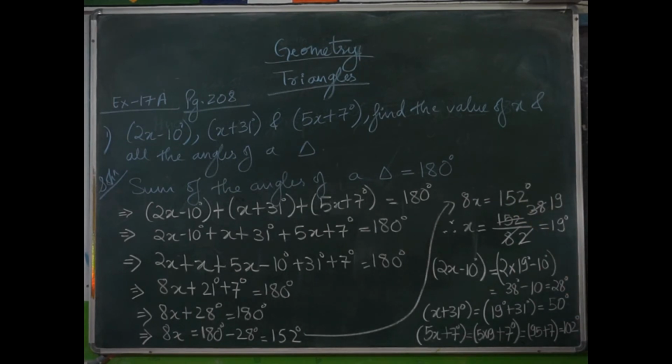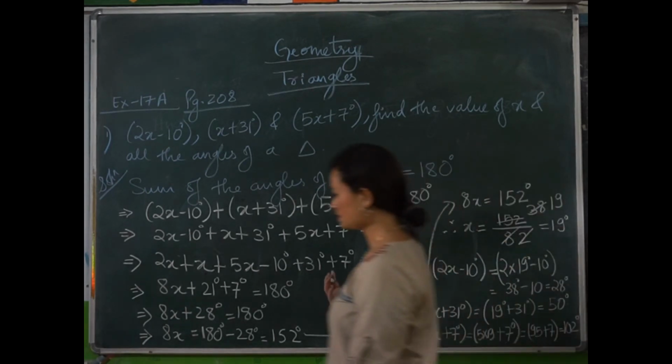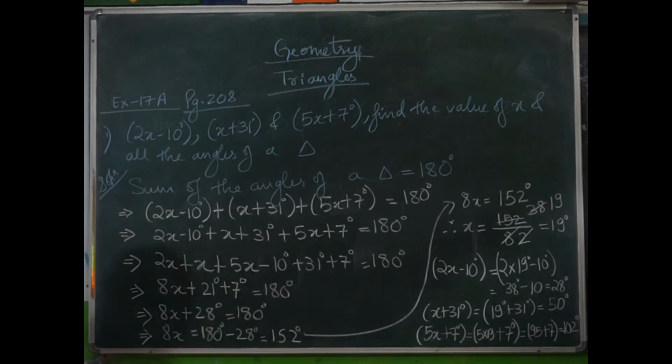If you are getting more or less, then you need to recheck your process or your answers. Okay, so 28 plus 50 is 78. 78 plus 102 is your 180 degrees. Which means the process here is fine. The calculation seems to be correct. So I hope you understood it.